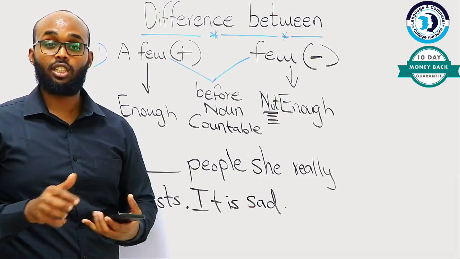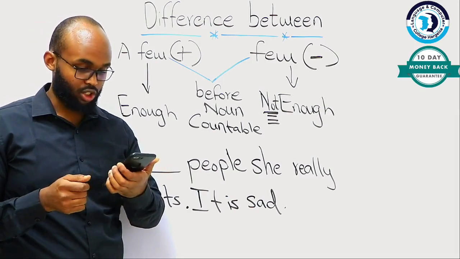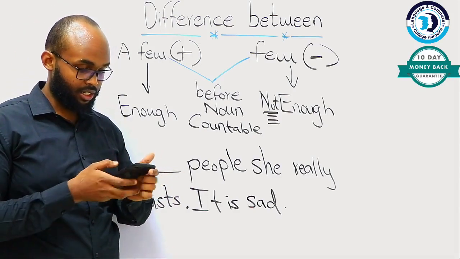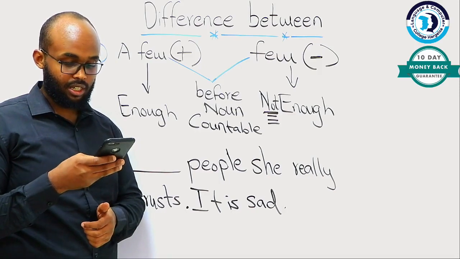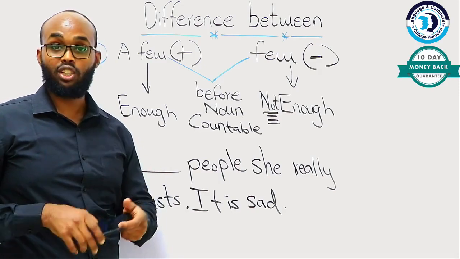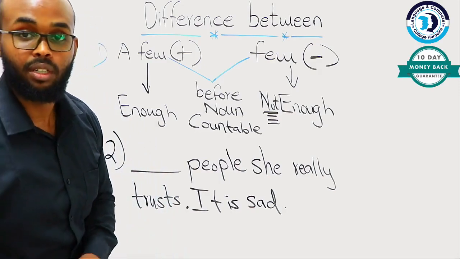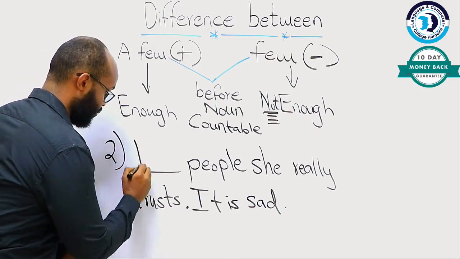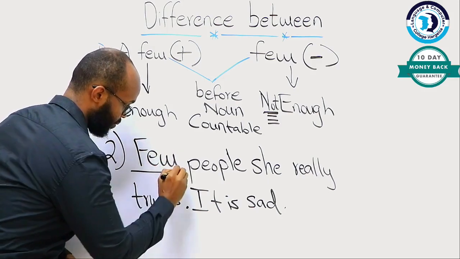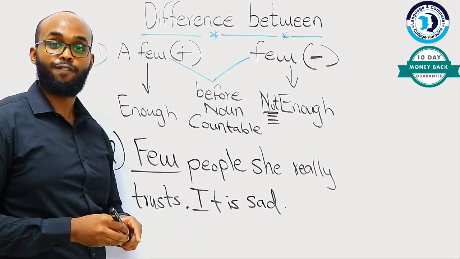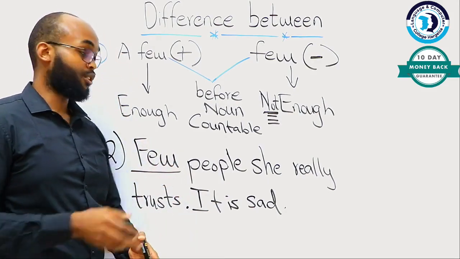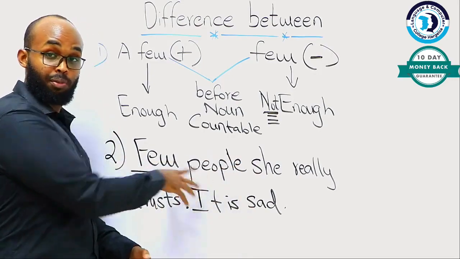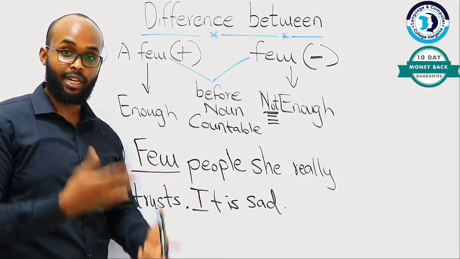Okay, I see five students in the other group. That is the correct answer. So remember, the answer here is few. The right answer is few. Why? Few people she really trusts. People is a noun, a countable noun.